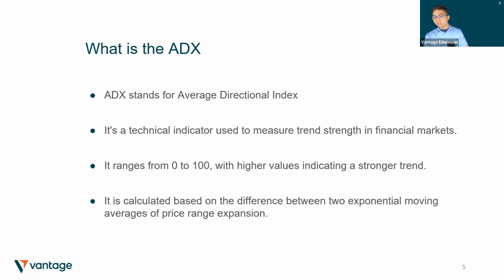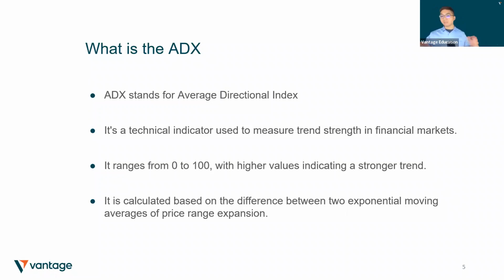So also, it's not very important, just to let you know how the ADX is actually calculated. It's calculated based on the difference between two exponential moving averages or price range expansion. It's important to note that the ADX only measures the strength of a trend and not its direction. This means that it doesn't tell you whether the trend is bullish or bearish, only that there is a strong trend in place. So when the ADX is below 20, it's typically considered a weak trend or a range-bound market.